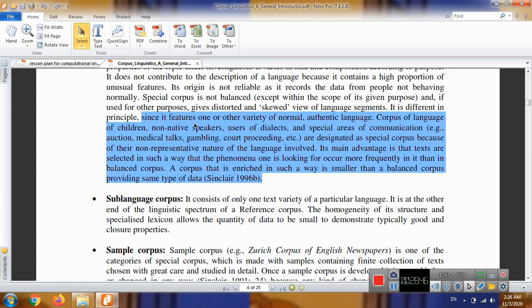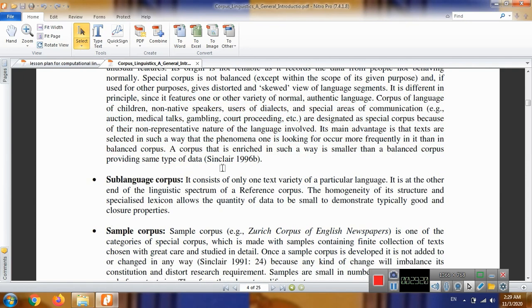Since it features one or other variety of normal authentic language, corpus of language of children, non-native speakers, users of dialect, and special areas of communication like auction, medical, tax, gambling, court proceedings, etc., are designated as special corpus because of their non-representative nature of the language involved.